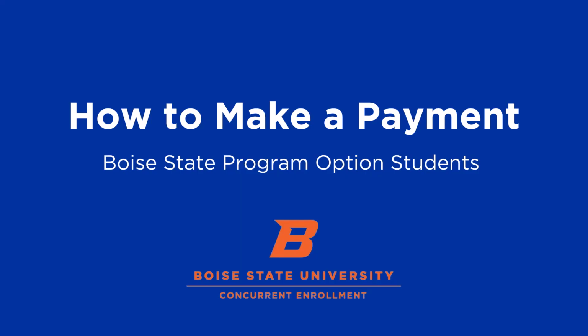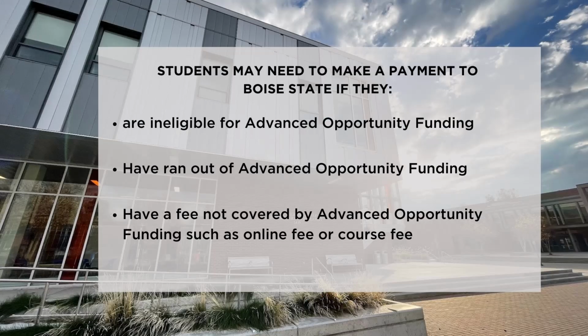In this video tutorial, we'll be covering how to make a payment to your my.boisestate account. Concurrent enrollment students may need to make a payment if they are ineligible, have run out of state funding, or have a class fee not covered by state funding.